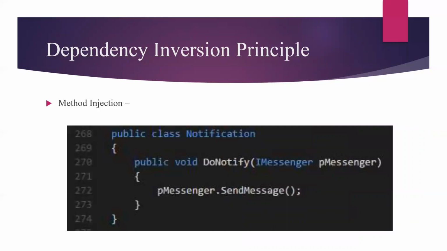The final one is using method injection. So here you see that we have a method doNotify. We are passing that interface reference as a parameter, and we are calling the send message method inside our doNotify method.